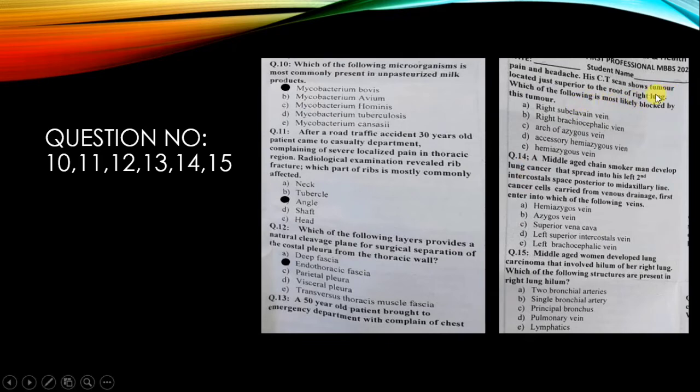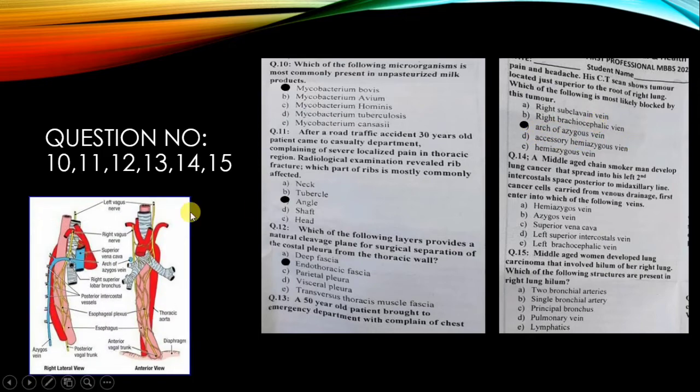Since the tumor is located on the superior border of the root of the right lung, we can say the arch of azygous vein can be compressed by this tumor. So I have a picture here. You can see that the arch of azygous vein crosses over the root of the right lung. When there is a tumor located superior to it, it can compress the azygous vein.